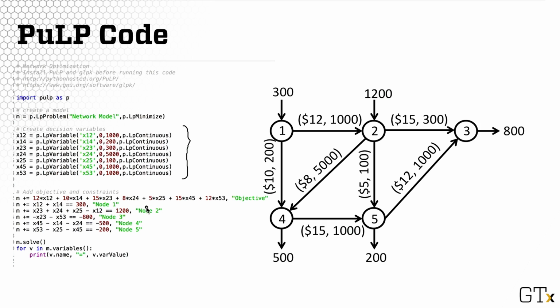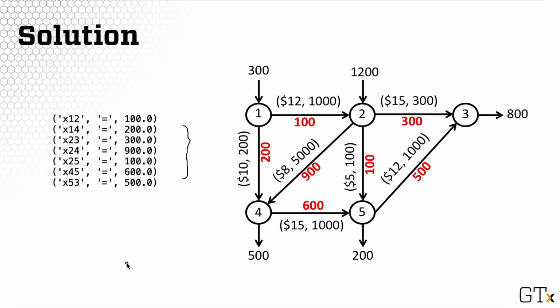And once this model has been created, we simply call the solve routine. And then we print out the values of the variables, calling each variable one at a time and printing its name along with its value. Once we do that, here is the output. It tells us that x12 is 100 units, x14 is 200 units, and so on. I've written out the solutions here on this graph. If you look at the solutions, you'll see that they obey the capacity constraints and they satisfy the flow balance constraints.